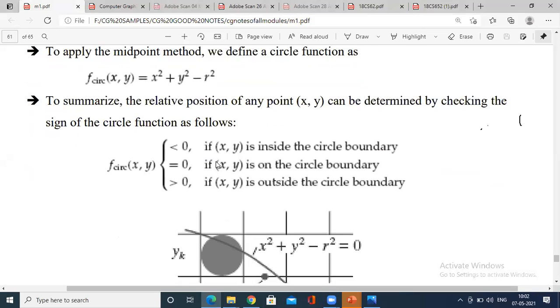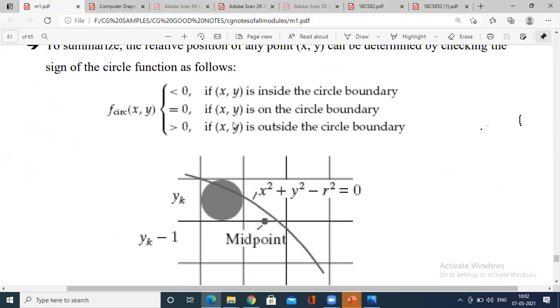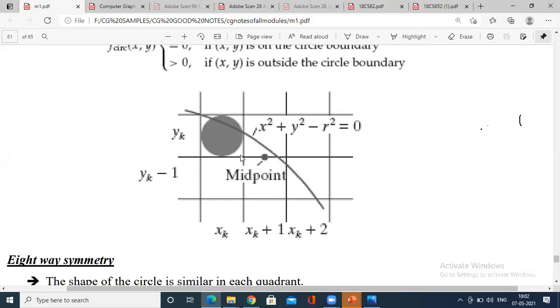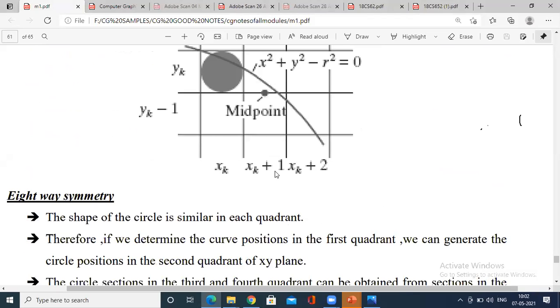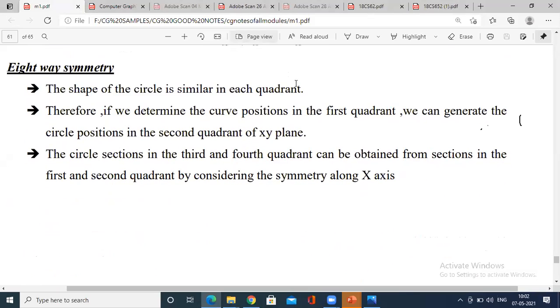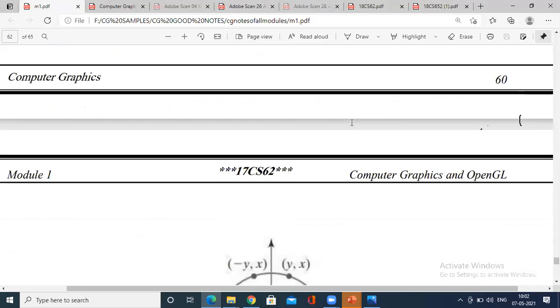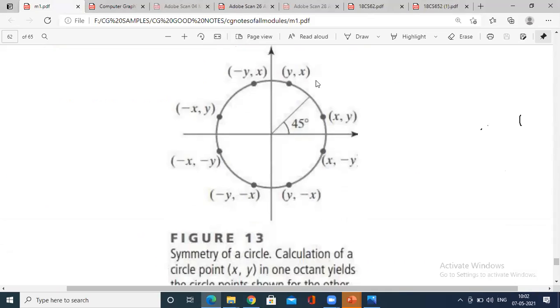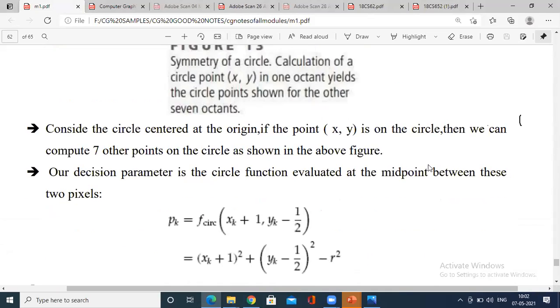We'll see the same concept. In the circle drawing algorithm, less than 0 means inside the circle, equal to 0 means on the boundary, and greater than 0 means outside the circle. So this is a point you need to determine. We have 8-way symmetry of a circle. This is a property of a circle. So 8 times you have to execute this algorithm in order to find it. So we are here to determine the symmetry of a circle.